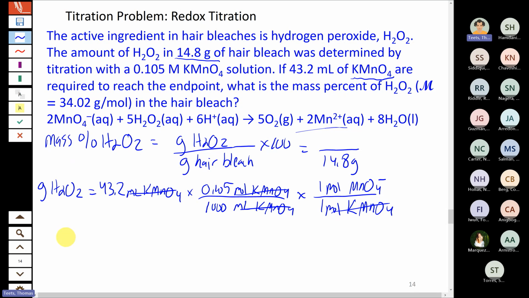But then what we're going to convert to is we're looking for the mass of hydrogen peroxide that would react with it. So now it becomes a stoichiometry problem where we're going to use mole ratios to figure out how many moles of H2O2 that would react with.